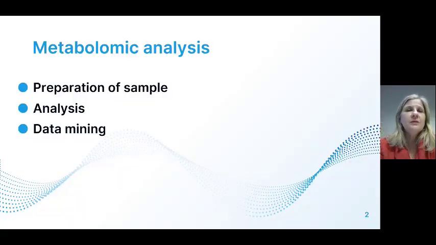Now, whenever we do a metabolomic analysis, there are a few general steps that you're going to follow. The first would be the preparation of the sample, and then analysis of your sample, which would give you data, in our case, chromatographic data, and that data we are then going to process in an effort to mine the data to get the information that we would like, either metabolites that we're interested in or identification of metabolites.